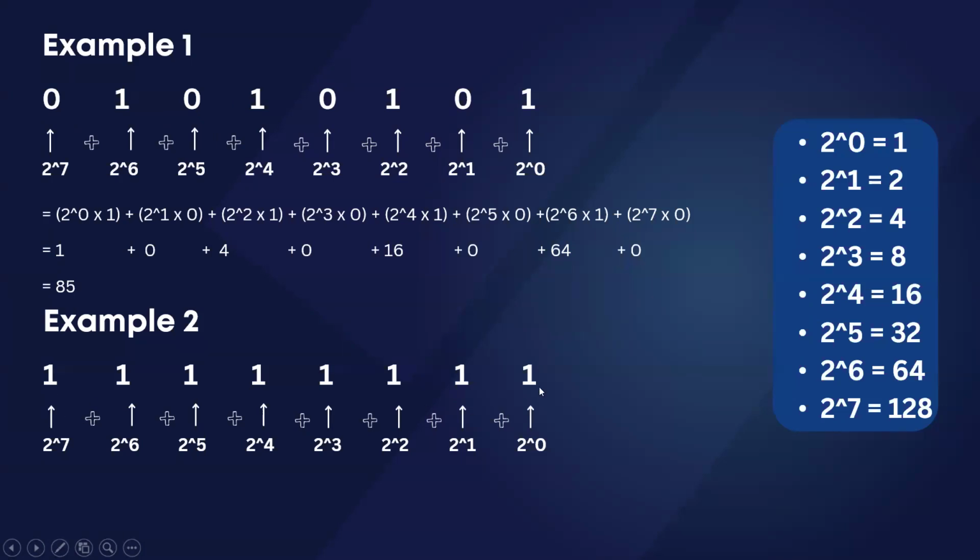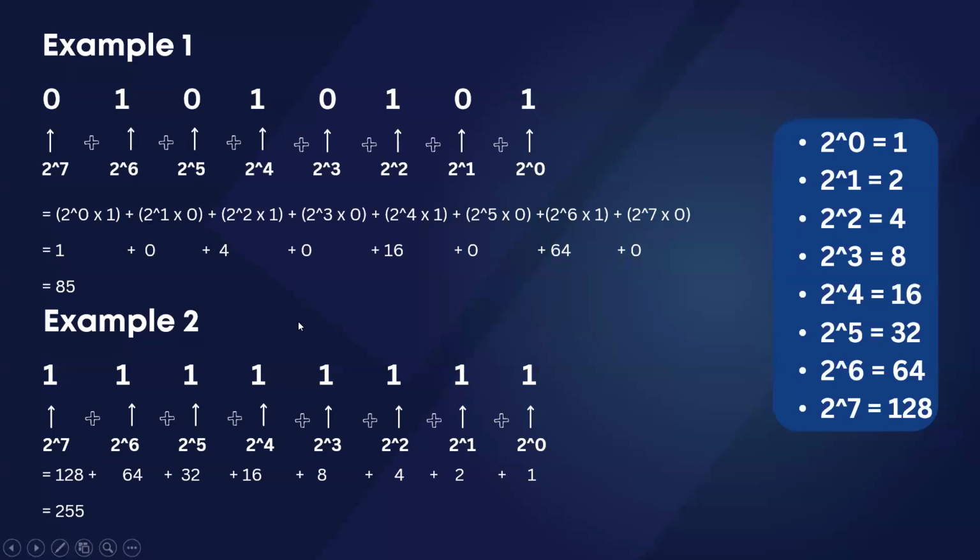And if you have all ones now, you have to just add up all the numbers. 2 power 0 into 1, that's 1 plus 2 plus 4 plus 8 plus 16 plus 32 plus 64 plus 128. And if you add all this up, you get the number 255.